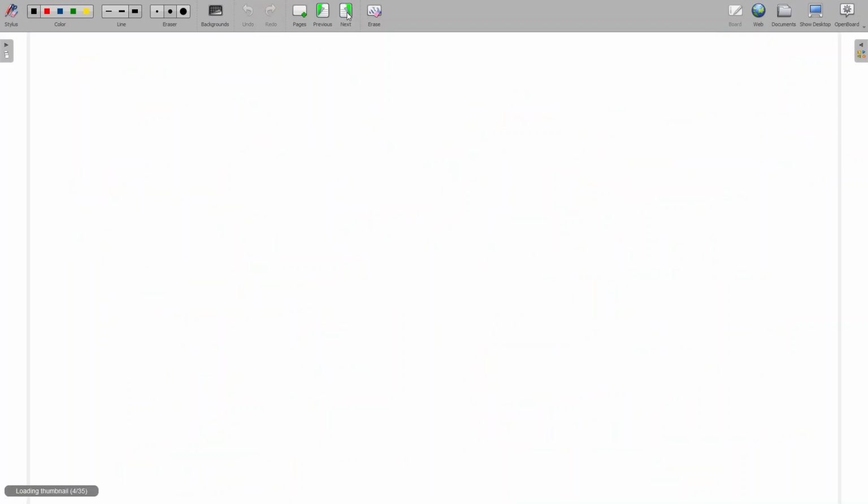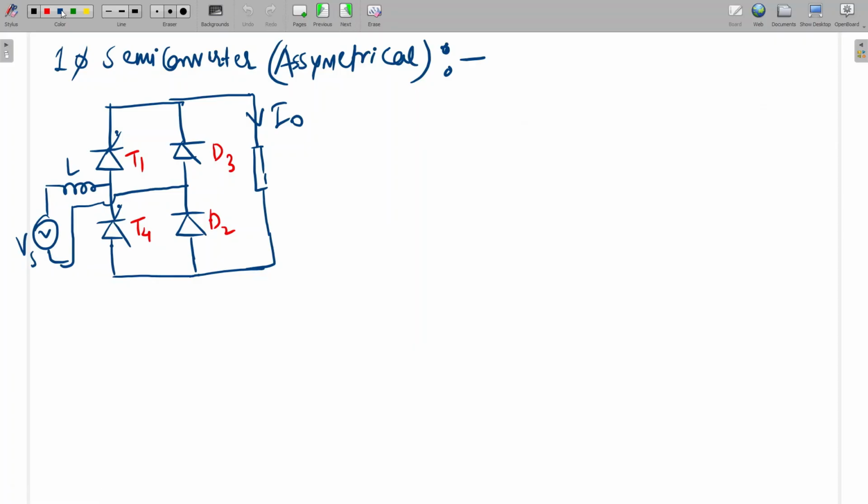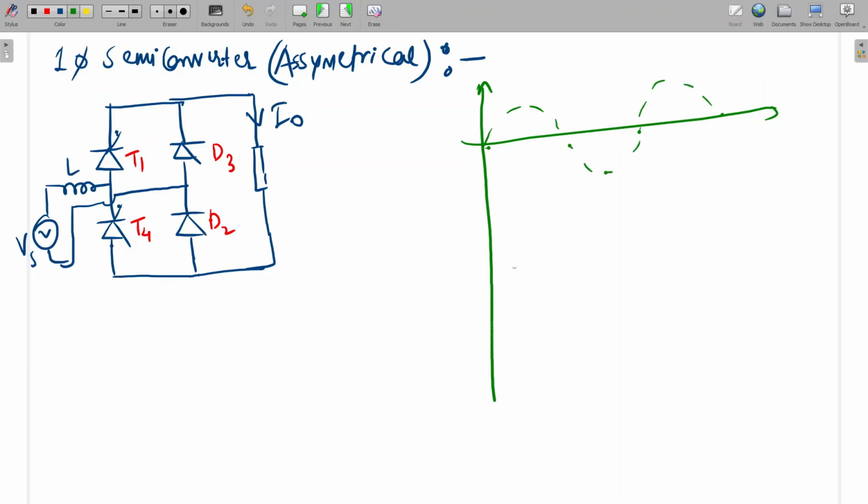So the next case is this one. This is a symmetrical configuration. Here I am just going to draw the normal case. Same thing will be there, plus mu we can add. So this is the source voltage, and let's say this is alpha, so this will be the output voltage, here to here and here to here, alpha, pi plus alpha, 2 pi.